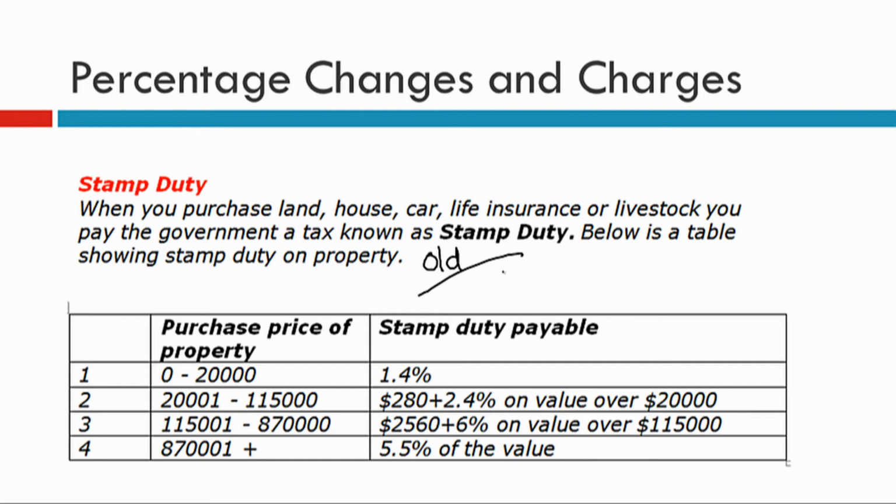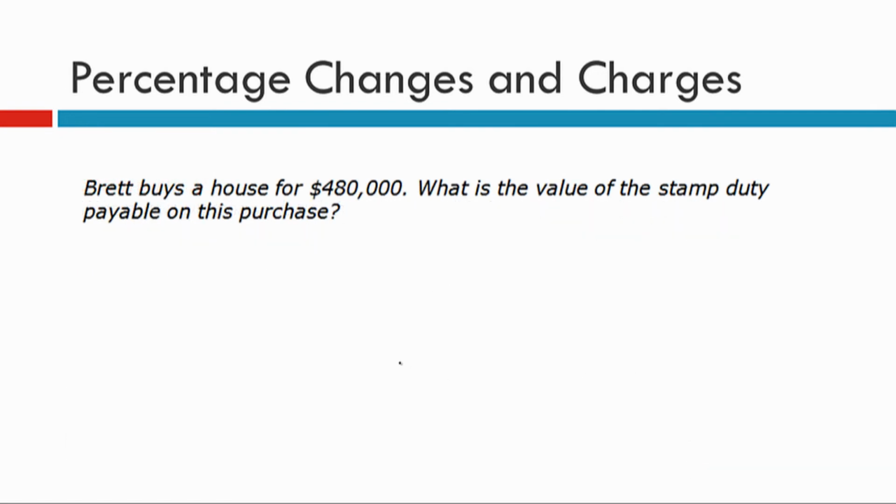From $0 to $20,000, you pay 1.4% in stamp duty. Then they work out how much it already is on $20,000. At $20,000, your stamp duty is $280. And then you've got to add 2.4% on anything that's over the $20,000, and so on and so on. Here we've got Brett buys a house for $480,000. What is the value of the stamp duty payable on this purchase?